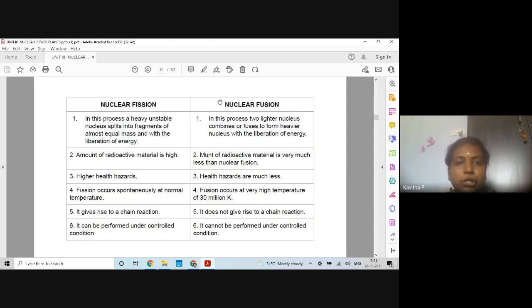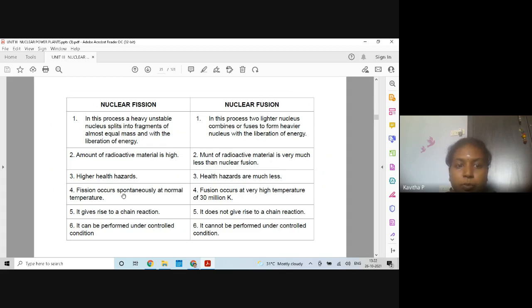So the difference between the nuclear fission process and the nuclear fusion process is, in the fission process, a heavy unstable nucleus splits into fragments of nearly equal masses. Whereas in fusion, it's just combining 2 light nuclei to form 1 heavy nucleus. The amount of radioactive material is very high in fission, and the amount of radioactive material is less in the fusion process. There are higher health hazards in the fission process, and health hazards also exist in fusion, but the amount is less compared to fission.